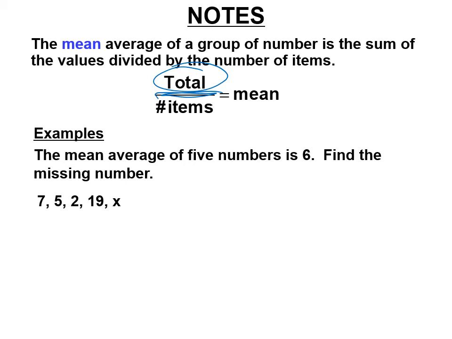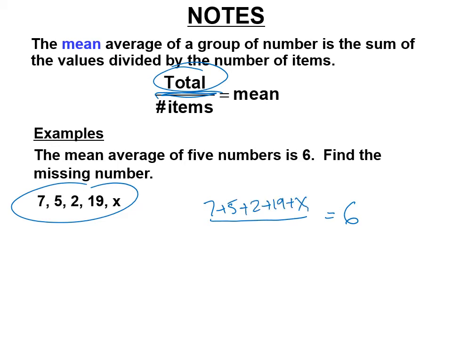Now, you've hopefully done mean in 6th or 7th grade, but we're going to work backwards. It says the mean average of 5 numbers is 6. So the average is 6, okay? And we have 5 numbers, 7, 5, 2, 19, and 1 we don't know, x. And since there are 5 numbers, to find a mean, you would have divided them by 5.